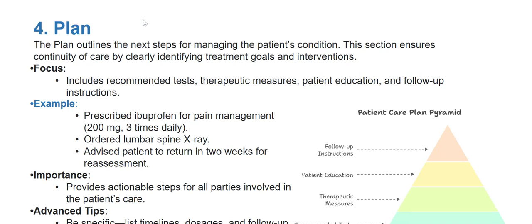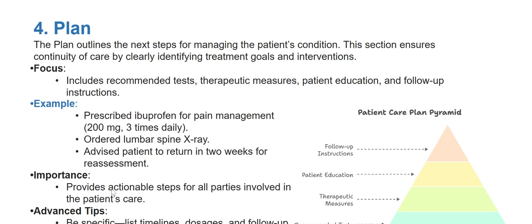P, for plan in SOAP. The plan outlines the next steps for managing the patient's condition. This section ensures continuity of care by clearly identifying treatment goals and interventions. The focus here includes recommended tests, therapeutic measures, patient education, and follow-up instructions. Example: prescribed ibuprofen for pain management, 200 mg, 3 times daily. Ordered lumbar spine x-ray. Advised patient to return in 2 weeks for reassessment.